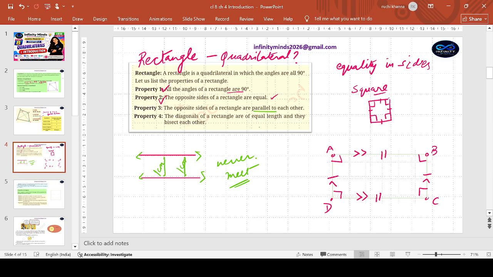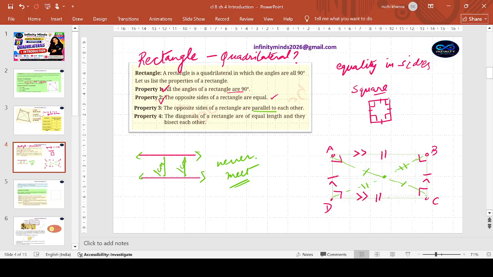Diagonals of a rectangle are equal in length and they bisect each other. Diagonals, we just discussed, join opposite vertices. If you measure the length of BD with a scale, the length you will get is equal to AC. The diagonals are equal in length and they bisect each other. Bisect means two equal parts. Say if it is 7 centimeters, this would also be 7, and they would meet at their midpoints. That's what we are trying to say.